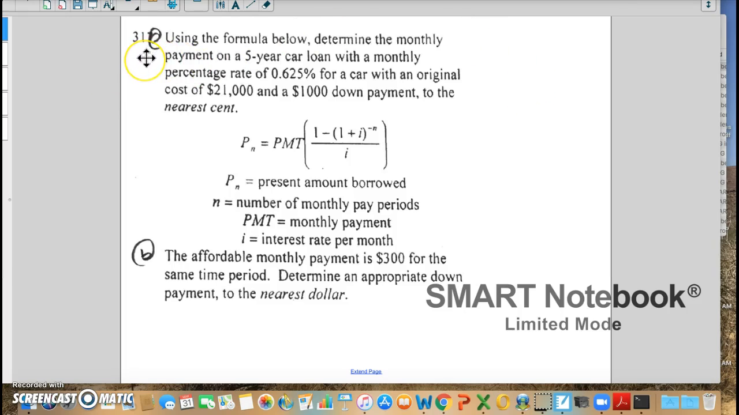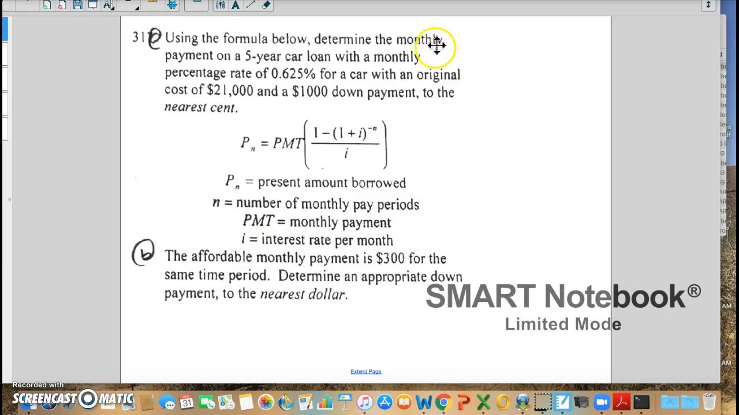Okay, using the formula below, determine the monthly payment of a 5-year car loan with a monthly percentage rate of 0.625% for a car with an original cost of $21,000 and a $1,000 down payment, to the nearest cent. P sub n is the present amount borrowed, n is the number of monthly payment periods, PMT is equal to the monthly payment, and i equals the interest rate per month.